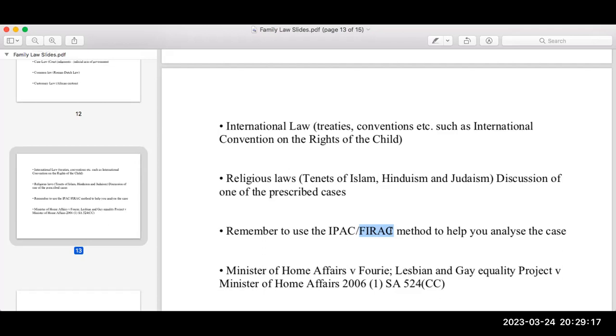So what that means is that you will have your heading on top, and then you're going to say facts, and then state the facts of the case. The facts are what really happened. In this particular case, the Fouries wanted to get married, but when they went to Home Affairs they were turned back. Those are the facts. They went to Home Affairs trying to get married and they were turned back. That is a fact and that cannot be changed, right? That gives the reader an understanding of what really transpired. And then you list all your facts.